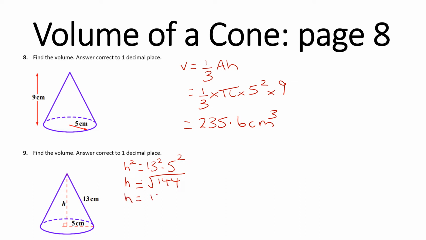H will equal 12. Now that we know what H equals, our volume will equal a third AH, which will be a third times pi times 5 squared for the area of the base, and then times 12 for our perpendicular height, which equals 314.2 centimetres cubed.